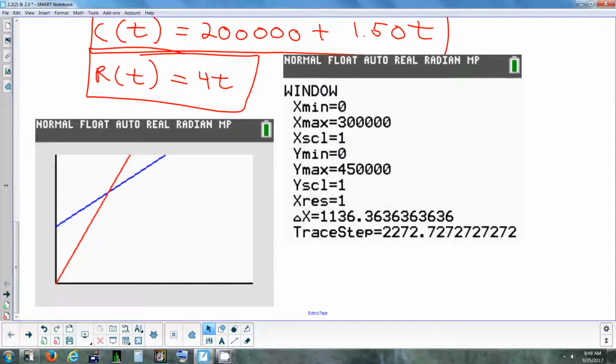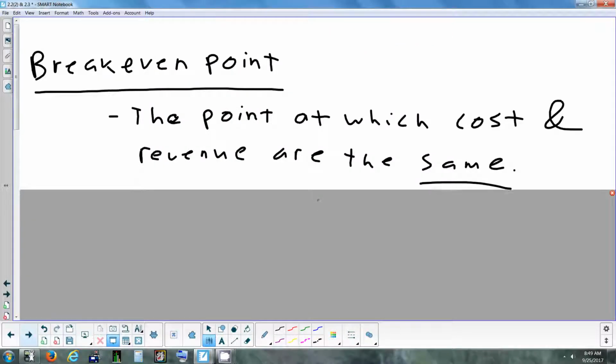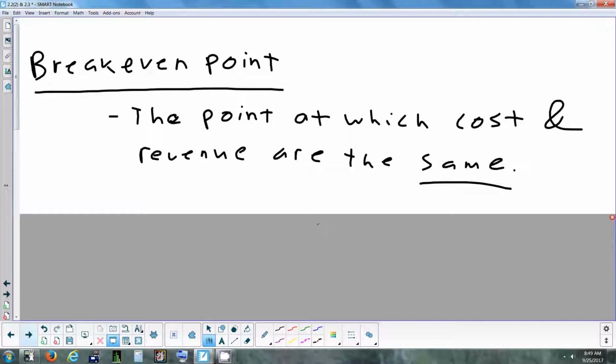Okay, now something special is happening right there. Can anybody tell me what is happening right at that point? It's where C of x equals R of x. It's where your cost and your revenue are the same. Yep. It's where you break even. It's where you're not making money, you're not losing money. You've reached the break-even point. So it's the point at which cost and revenue are the same.